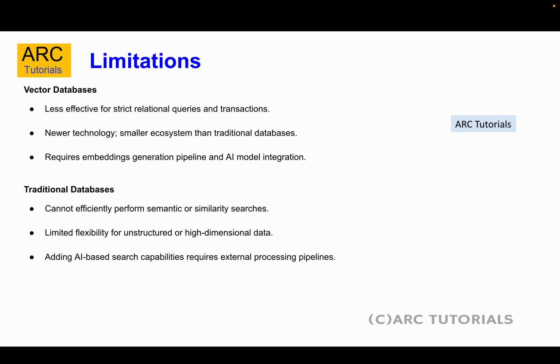So what are some of the limitations? Vector databases are less effective for strict relational queries and transactions. Vector databases are a fairly newer technology, which means the ecosystem is much smaller than traditional databases. Vector databases require embedding generation, pipelines, and AI model integration. Traditional databases cannot effectively perform semantic or similarity search. They have limited flexibility for unstructured or highly dimensional data.